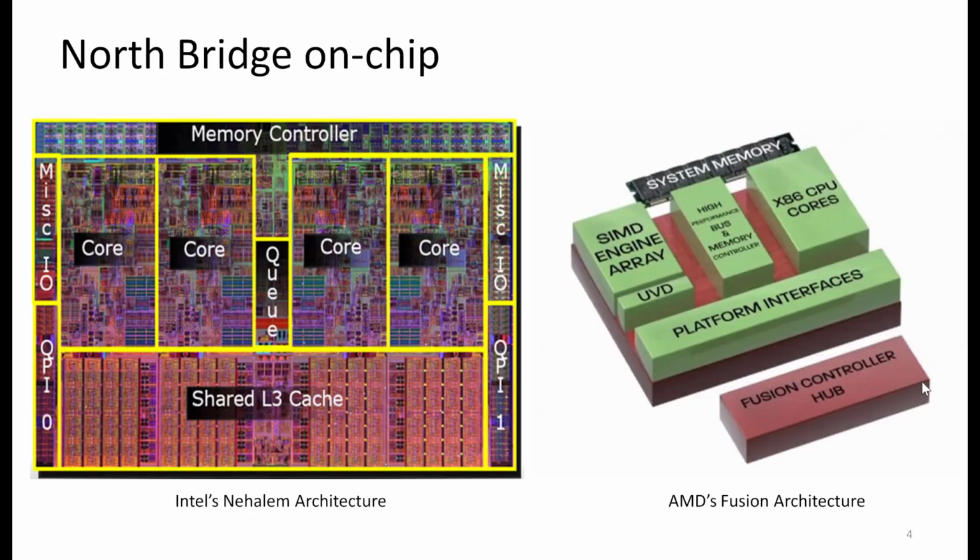What happened sometime from 2005-6 time is the north bridge was brought onto the chip. So Intel's Nehalem architecture had 4 cores, and we have the L3 cache which is shared across all the cores. And if you look at the periphery, you have a lot of IO and the memory controller. Almost in parallel, AMD's Fusion architecture was developed by AMD, and it too has the memory controller and some IO operations sitting on the processor core.